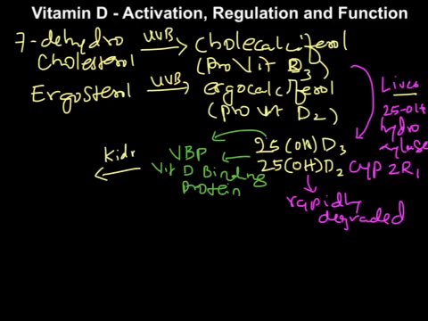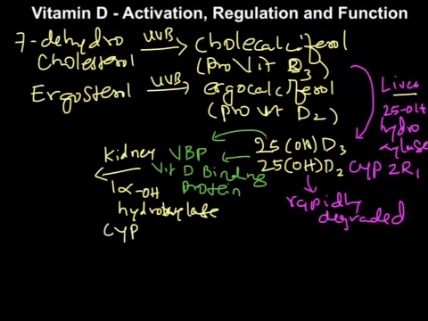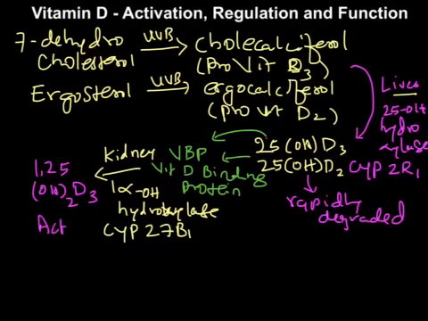Now it will go to the kidney, and in the kidney we have 1-alpha hydroxylase enzyme, and this 1-alpha hydroxylase is also cytochrome P450, but the subtype 27B1, cytochrome P450 27B1. This is the subtype of cytochrome P450 mixed function oxidase, the 1-alpha hydroxylase enzyme located in the renal tubular cells. What this enzyme does is hydroxylate 25 hydroxy cholecalciferol into 1,25 dihydroxy vitamin D3, I'll write it as OH2 dihydroxy vitamin D3, and this is an active form of vitamin D.